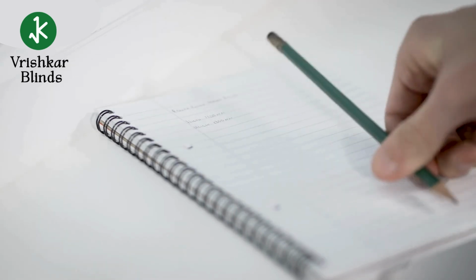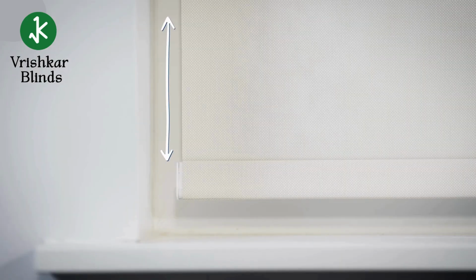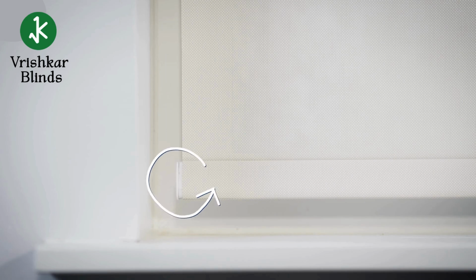If you have any tiles or beading on your recess that might interfere with the bottom bar, make sure to measure the obstruction and deduct the measurement from your recess width. And that's how to measure your classic roller blind.